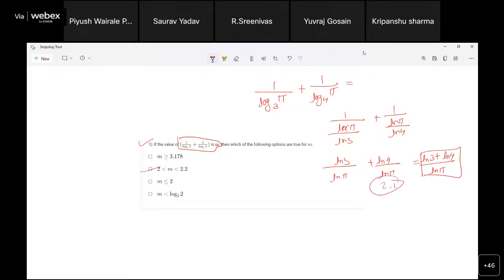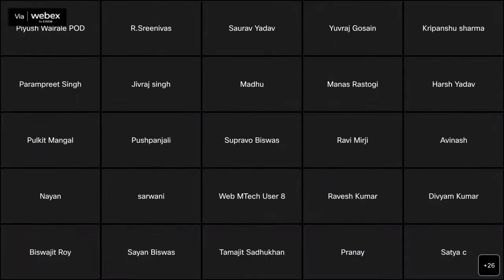If you find the value, it will be something around 2 point something. You can calculate it with a calculator. You can use the calculator in the portal. It is given, and during the exam also it will be there in the portal itself.